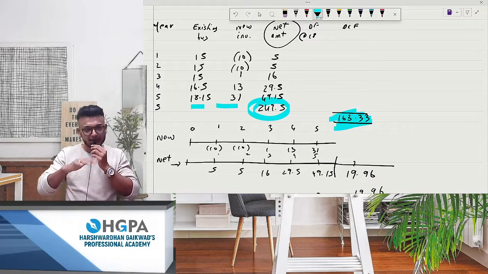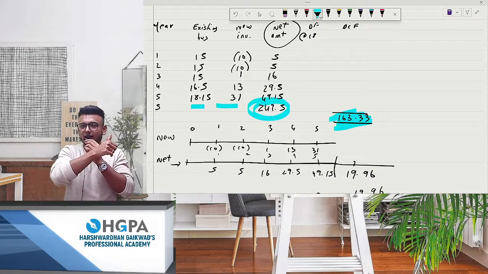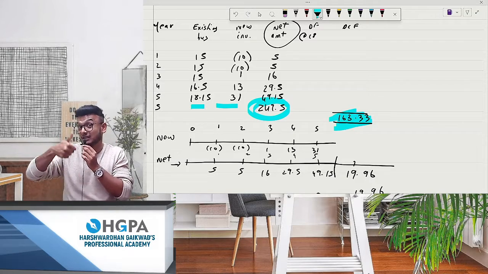Okay, we'll stop here. Just do the sums from the module. It will be more than enough. But understand this concept. This is very important.